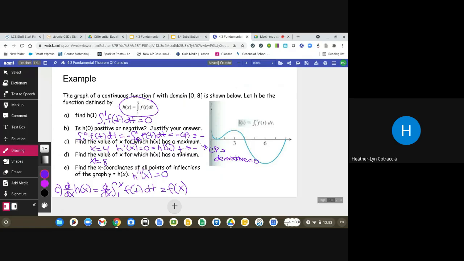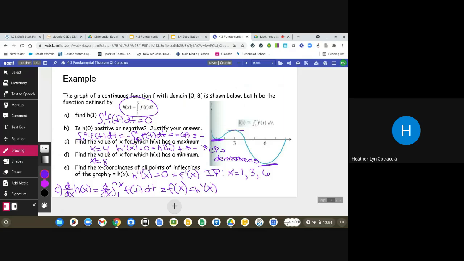Okay, well, if h prime of x, so we saw that here, is f of x, then h double prime of x is f prime of x. So now we're going to be talking about the slope here. Okay, so your possible inflection points would happen when your slope equals 0. Okay, so my slope equals 0 at x equals 1, 3, and 6.